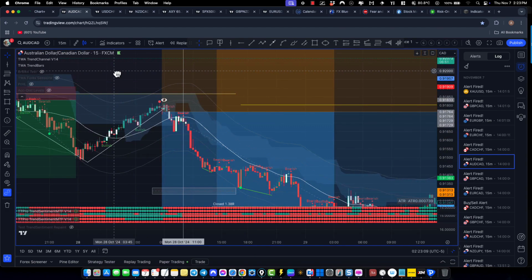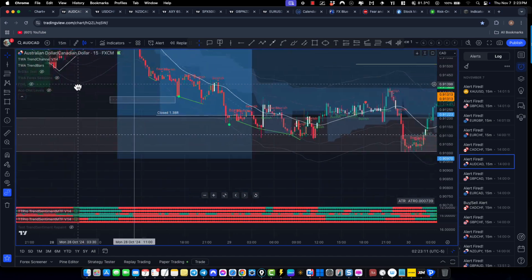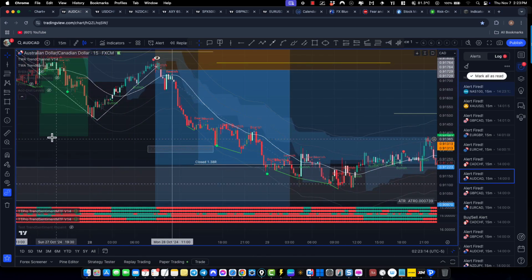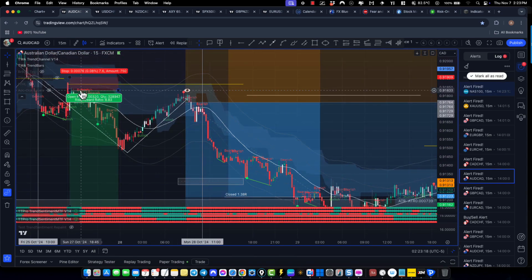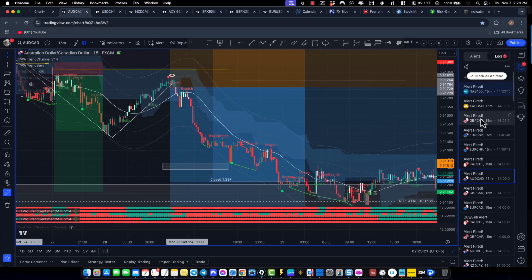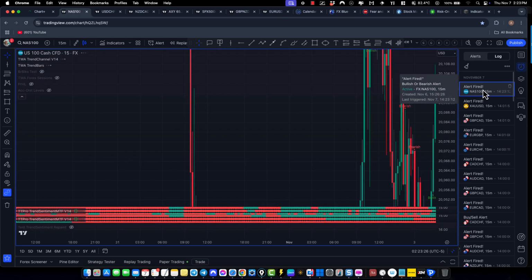Now that just kept going. Look at it. On and on and on, down into here somewhere. Nice. 8R, 9R. All right, we're going to be looking for these. All right, so that's the key. We've got an alert here on the NAS. Let's have a look and see what that's giving us.